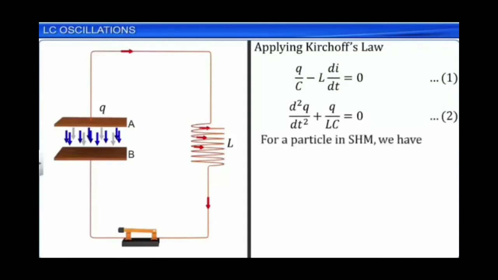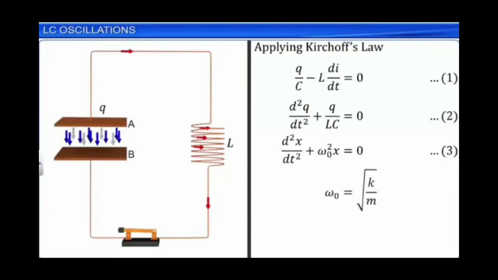We know when an object is in oscillation, if the oscillations are simple harmonic in nature, then representing the motion, we have the mathematical equation d square x by dt square plus omega 0 square x is equal to 0. This is the differential equation which represents a simple harmonic motion. And we have the equation d square q by dt square plus q by LC equal to 0, which is similar to equation 3. In equation 3, omega 0 equal to root k by m.